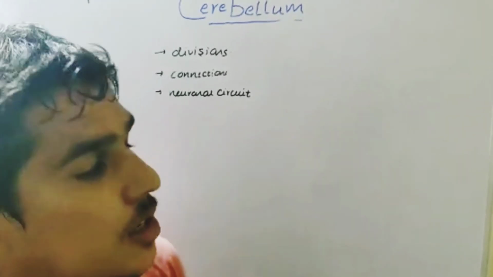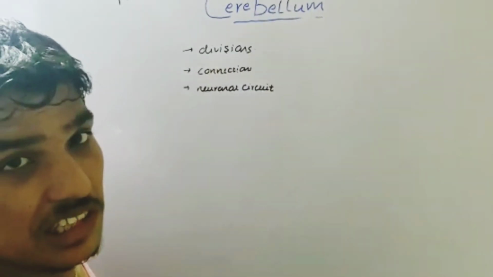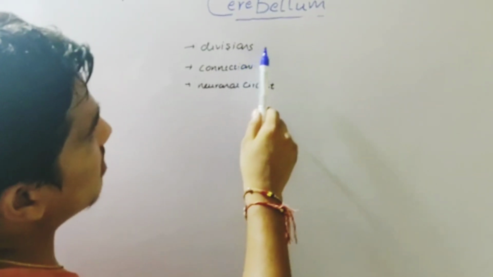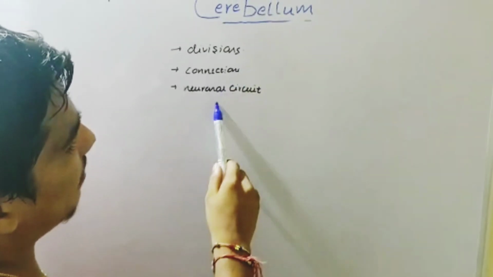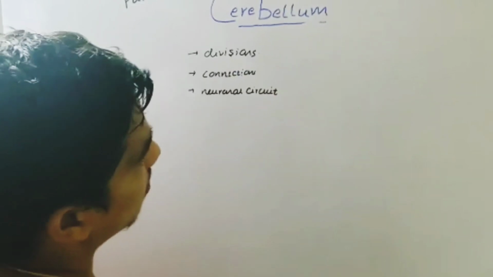So let's get into the topic. Today's topic is part 1 of cerebellum, which includes 3 subtopics: the divisions of cerebellum, connections of cerebellum, and the neuronal circuit of cerebellum. The first subtopic, the divisions of cerebellum.